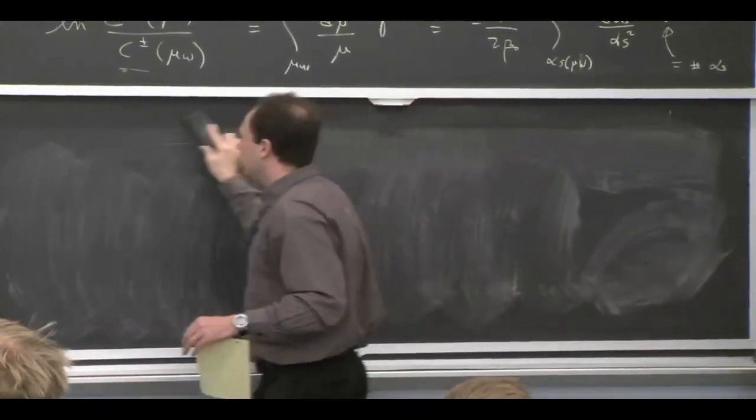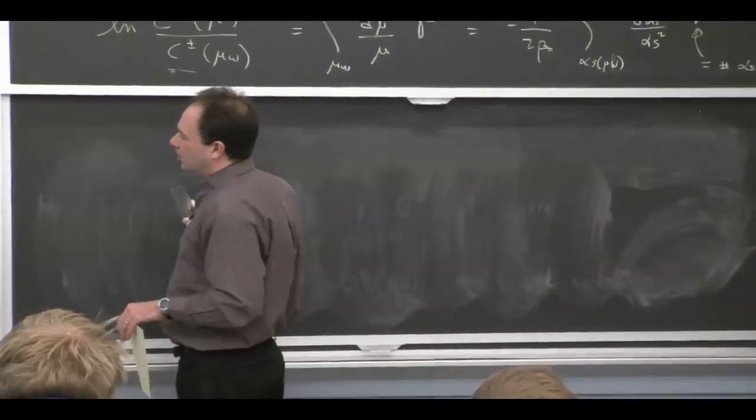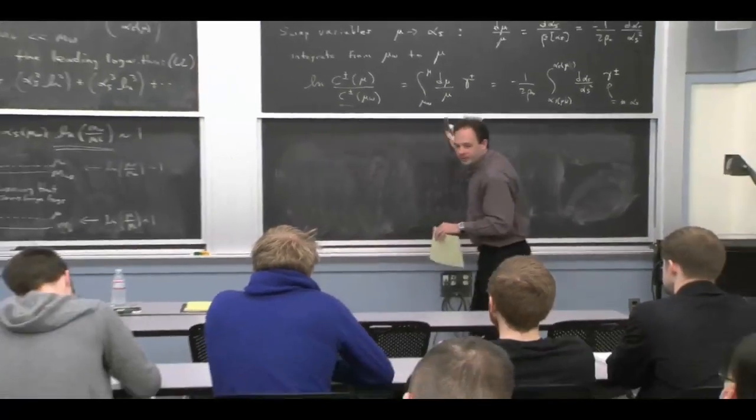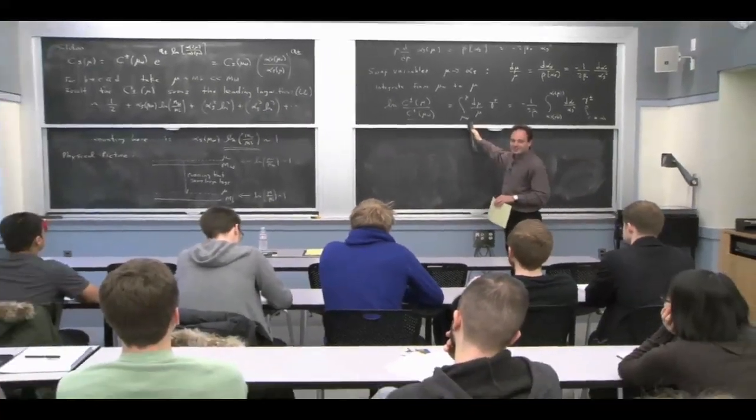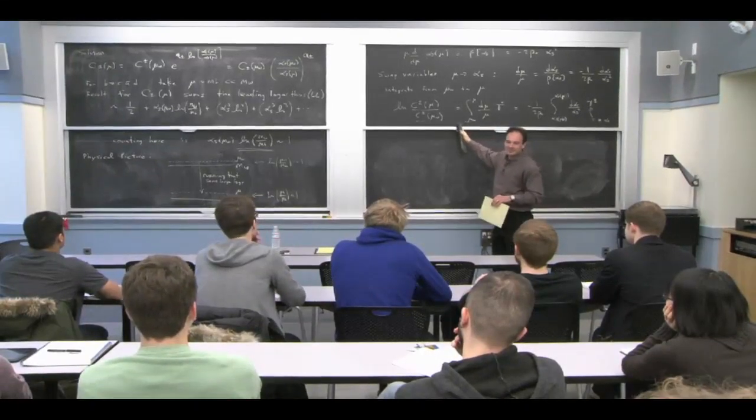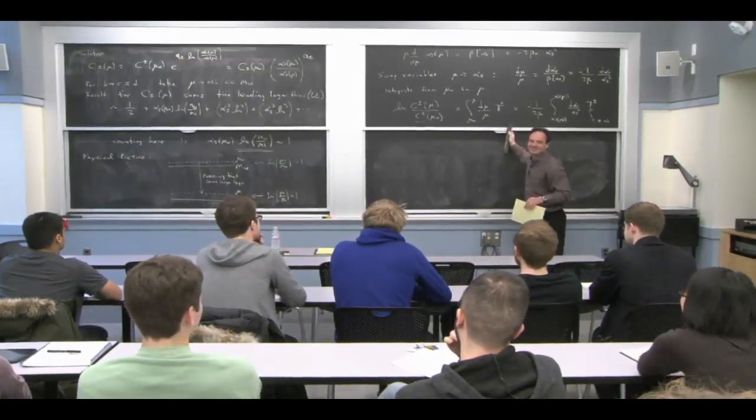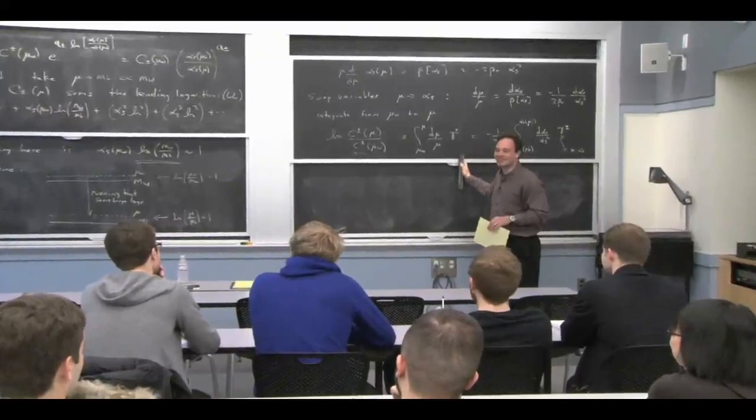How many people have done the calculation of the anomalous dimension for 4 fermion operators in some other course? It's a common problem. Nobody. All right. That means you'll see it on homework.